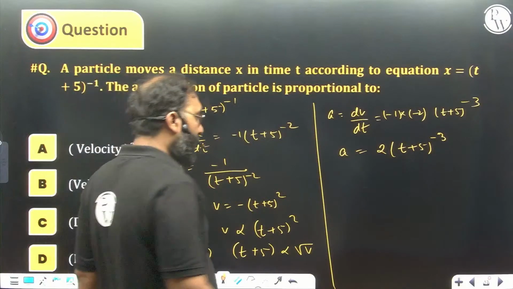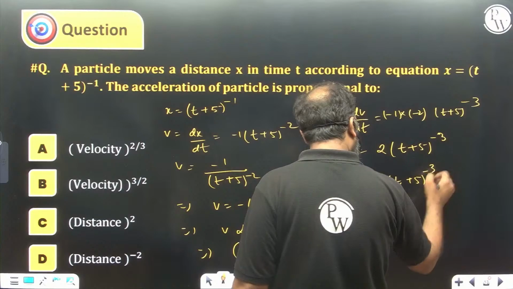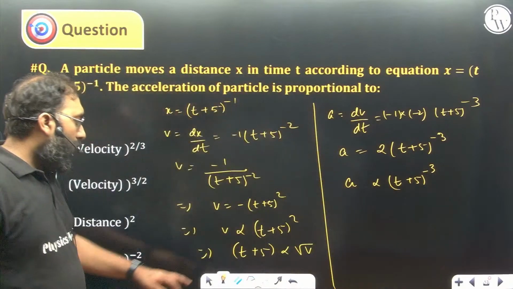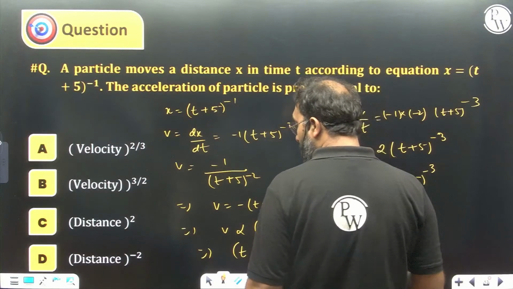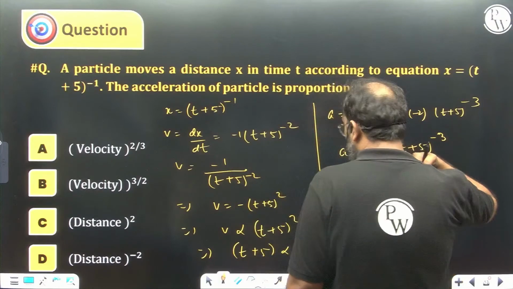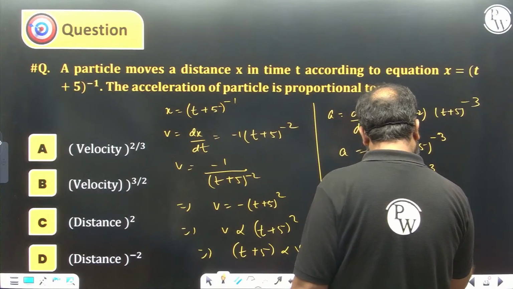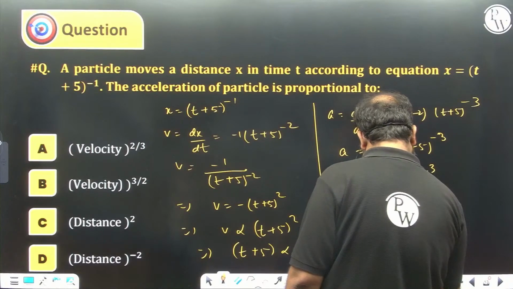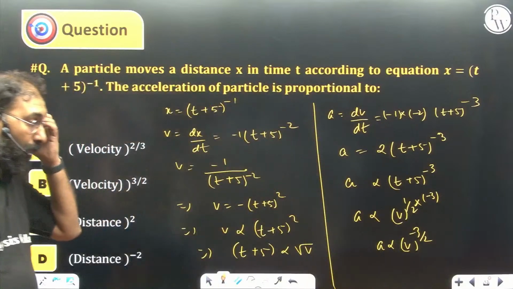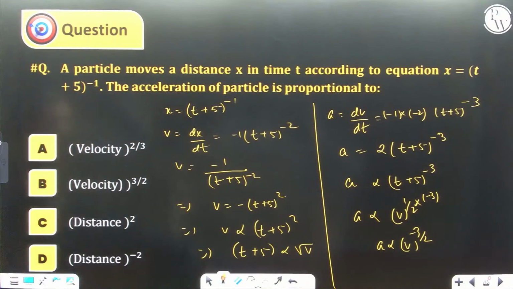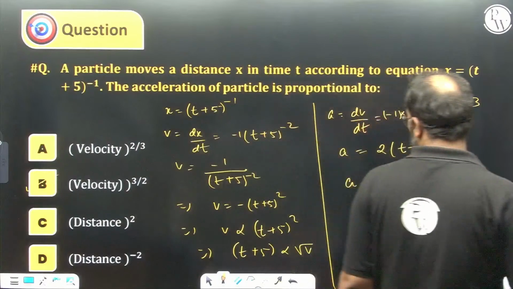And I know that acceleration is proportional to (t plus 5) power minus 3. So t plus 5 is what? Root v. So acceleration is proportional to (v power 1 by 2) power minus 3, velocity power 3 by 2. So acceleration is proportional to velocity raised to the power of 3 by 2. So just take the calculation.